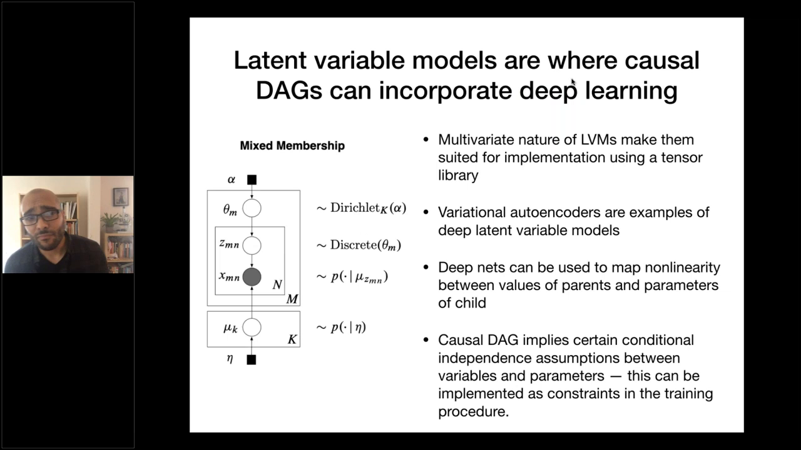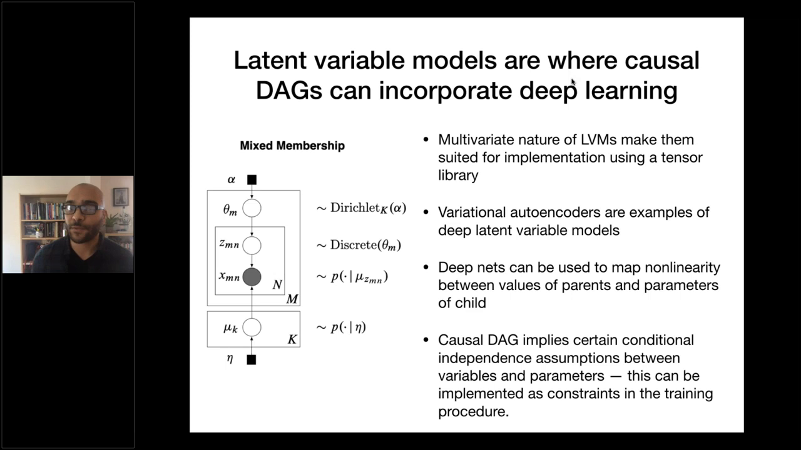And also, these latent variable models, they're a gateway to incorporating deep learning into causal reasoning. So, number one, the multivariate nature of these models make them suitable for implementation using a tensor library. Variational autoencoders, which use a neural network architecture in both the decoder and the encoder, are examples of deep latent variable models. And deep nets can be used to map the non-linearity between a parent and the parameter of the child. And this can be very useful in some settings.